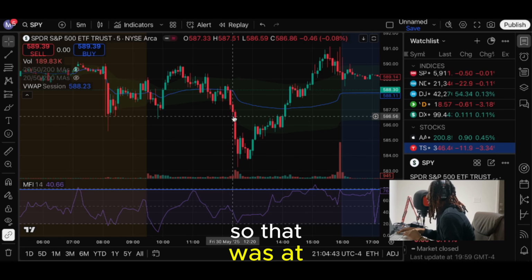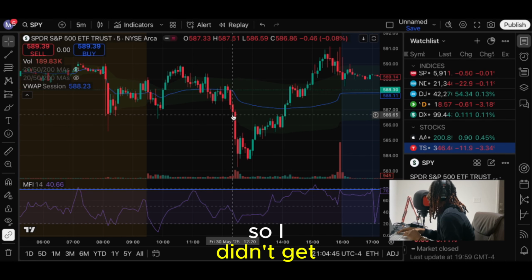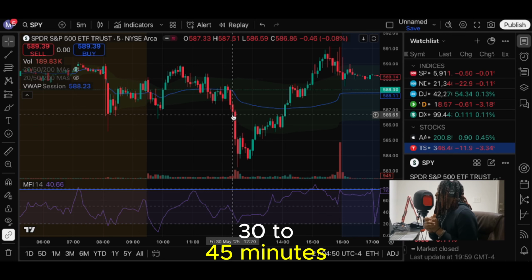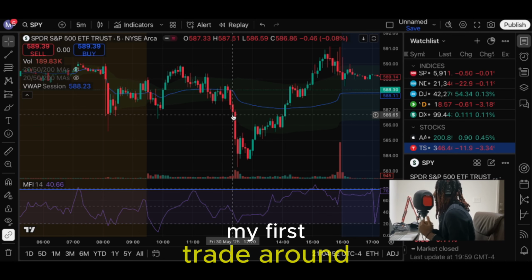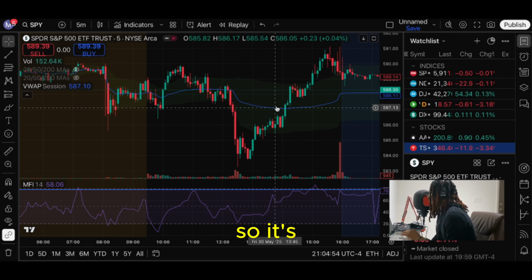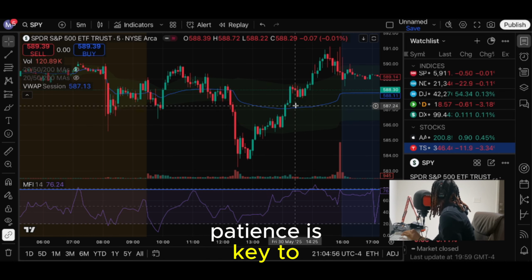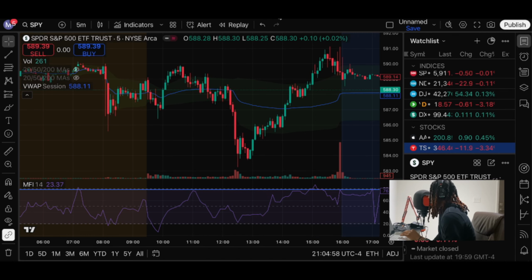So it dropped, that was at 12 o'clock. So I didn't get into my first trade till about 12:20. So I usually say wait 30 to 45 minutes, but I got into my first trade around 12. So it's always key to be patient. Patience is key to this game as well. Yeah, we're gonna take a look at the contracts.